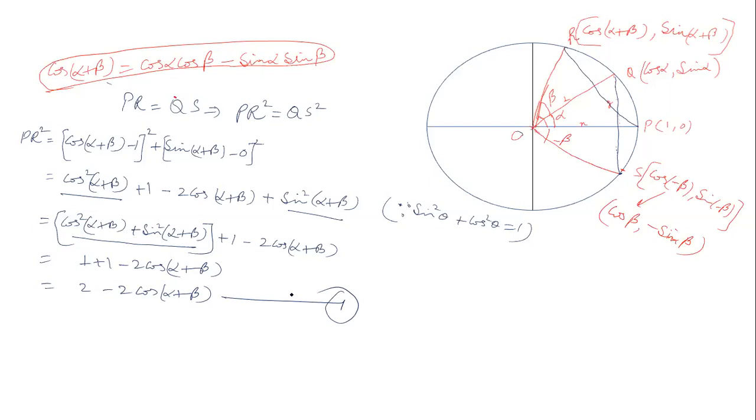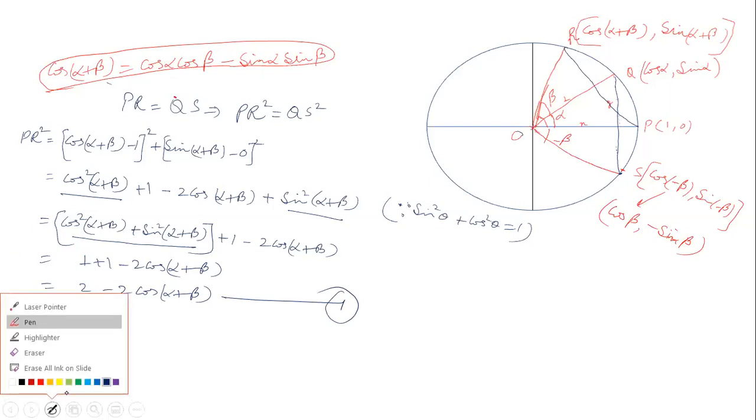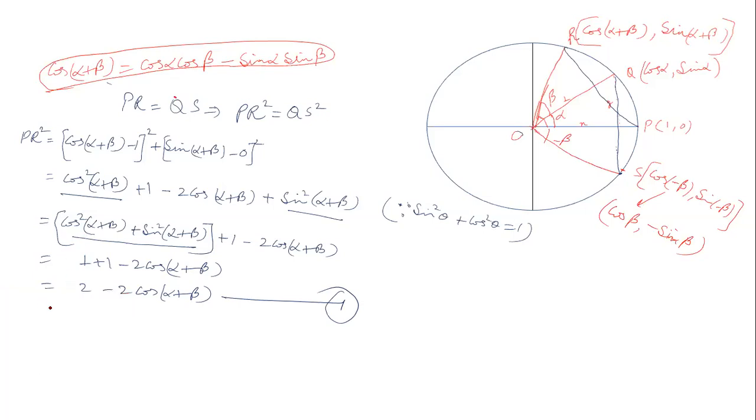Similarly, we will find out the distance QS square. QS square would be equal to (cos alpha minus cos beta) whole square plus (sine alpha minus, which will become plus, sine beta) whole square. This is (cos alpha minus cos beta) whole square plus (sine alpha plus sine beta) whole square.